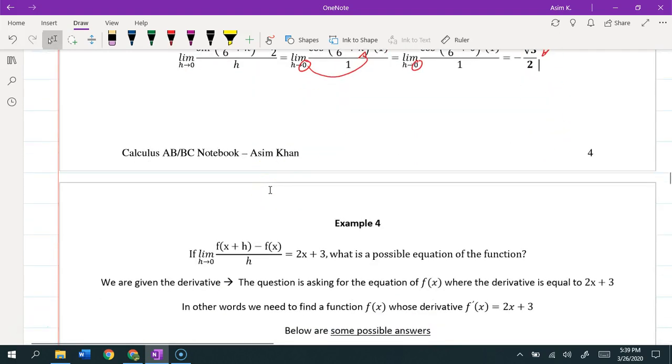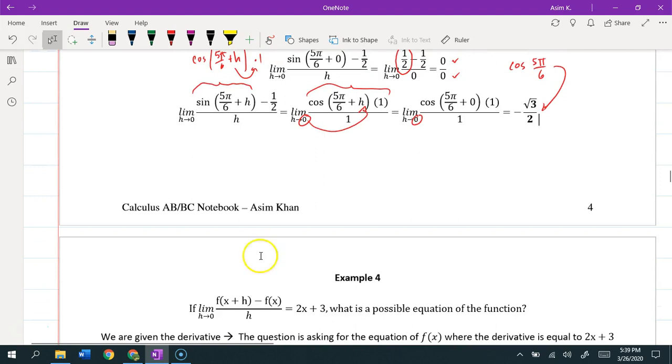Bismillah, let's keep moving. Now, you want to take a look at this question. This one's a little bit more interesting. It's saying that if the limit as h goes to 0 of f of x plus h minus f of x over h equals 2x plus 3, what is a possible equation of the function? So this is what I meant by you have to know what the definition stands for, right? You have to know how to use it backwards.